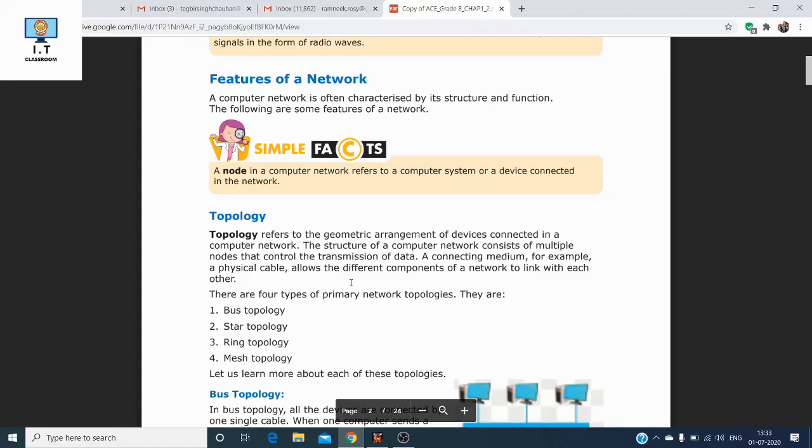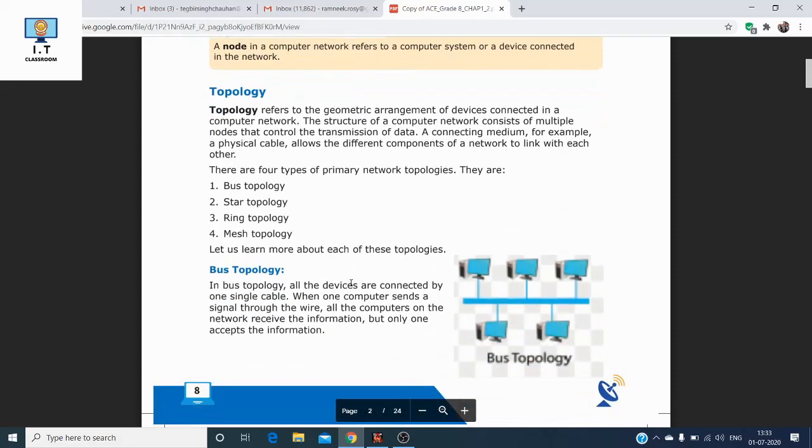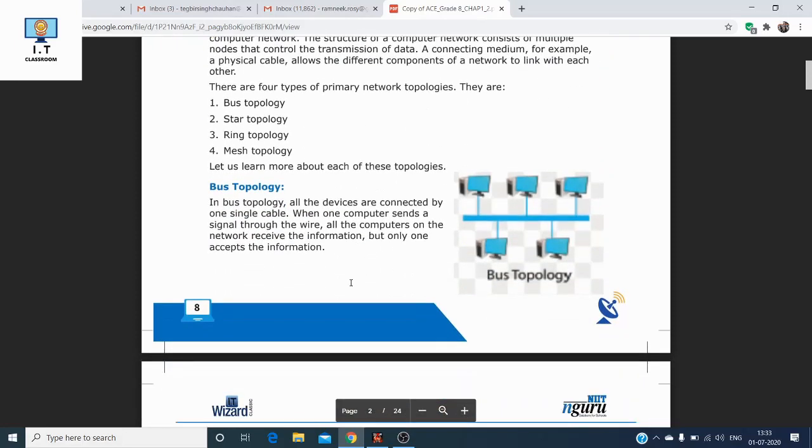So here the definition of topology is that topology refers to the geometric arrangement of devices connected in a computer network, and the structure of a computer network consists of multiple nodes that control the transmission of data. A connecting medium, for example, a physical cable, allows the different components of a network to link with each other. Here we are going to discuss four types of primary network topologies. First of all, we will discuss bus topology.